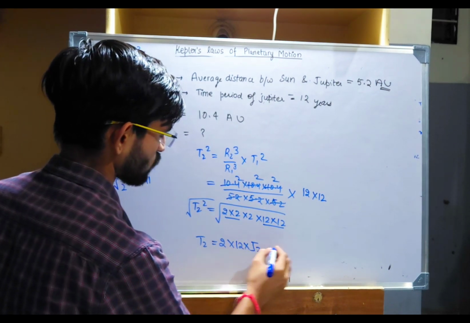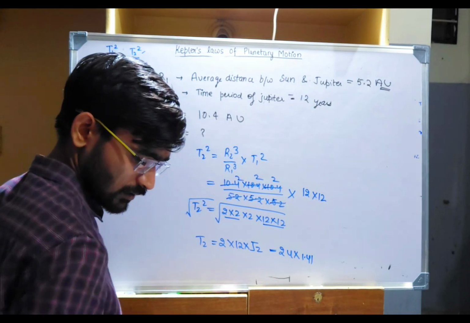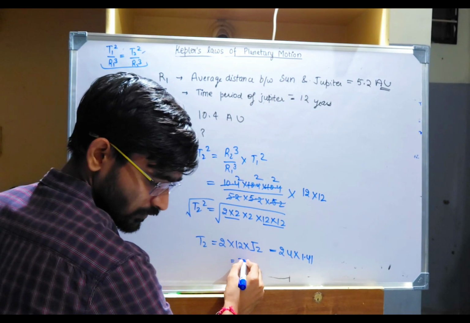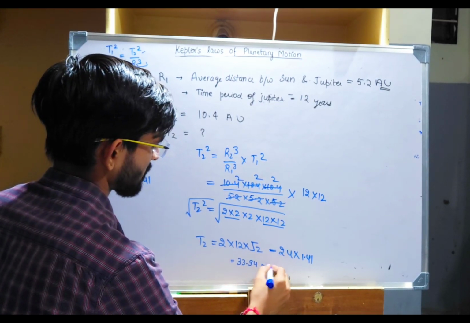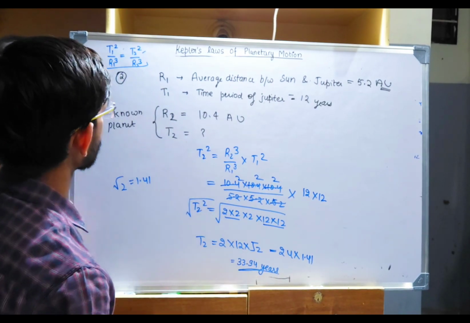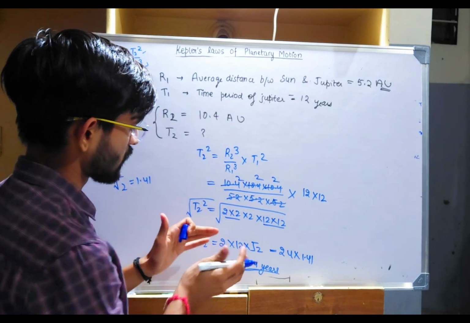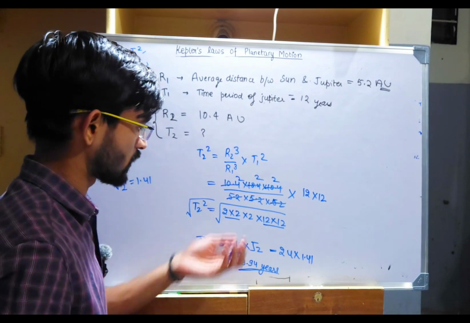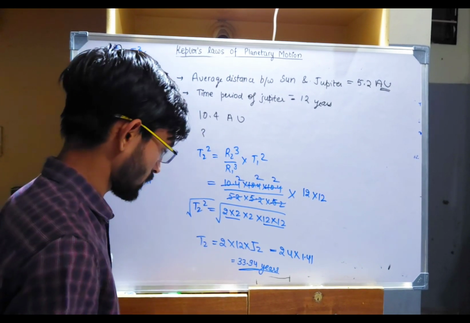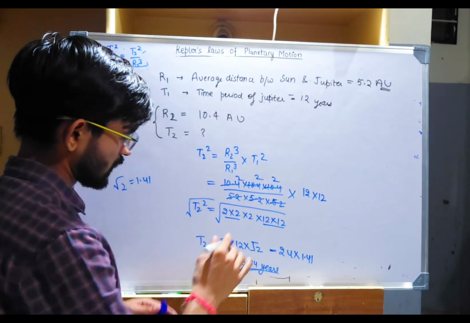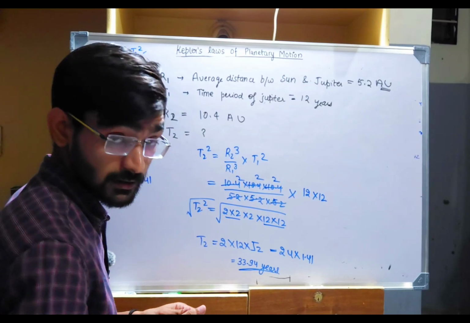If you try 12 into 2, 24, 24 into 1.41, you will get 33.94 years. That means time period of that unknown planet is 33.94 years. It completes one revolution around the sun in 33.94 years. So on earth we complete around 34 years, and on that planet there will be only 1 year completed in that time.